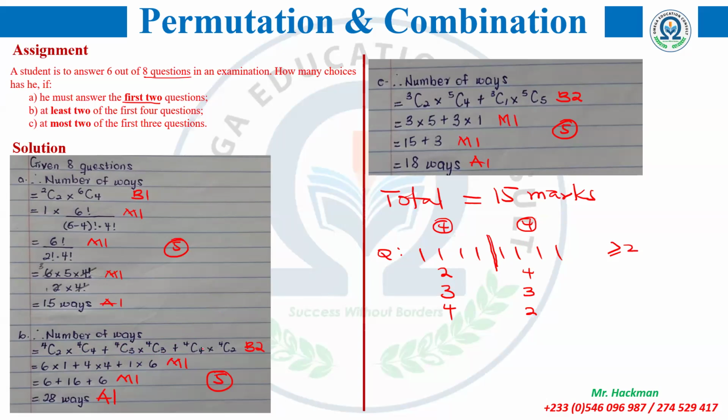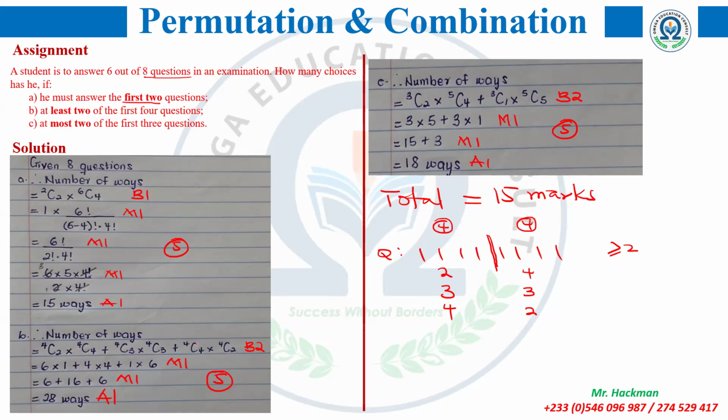Then the last option will be I answer 4 questions out of 4, so that is 4 combination 4, and I will come and answer 2 questions out of 4. So that will be 4 combination 2.